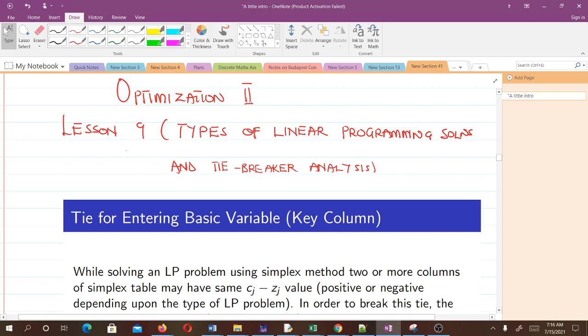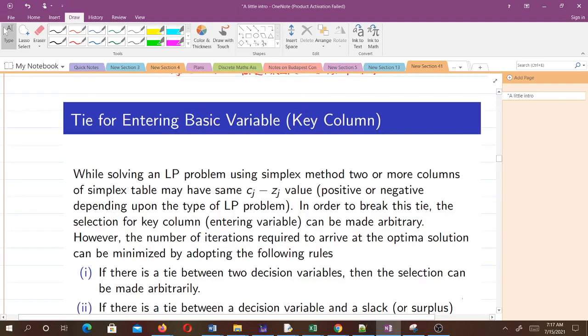Then, when you are performing our iterations, there can be a tie for the entering and leaving basis. So when there is a tie, how do we go about it? That's what we seek to address in this video. Let's look at when there is a tie for the entering basic variable, that's the key column.